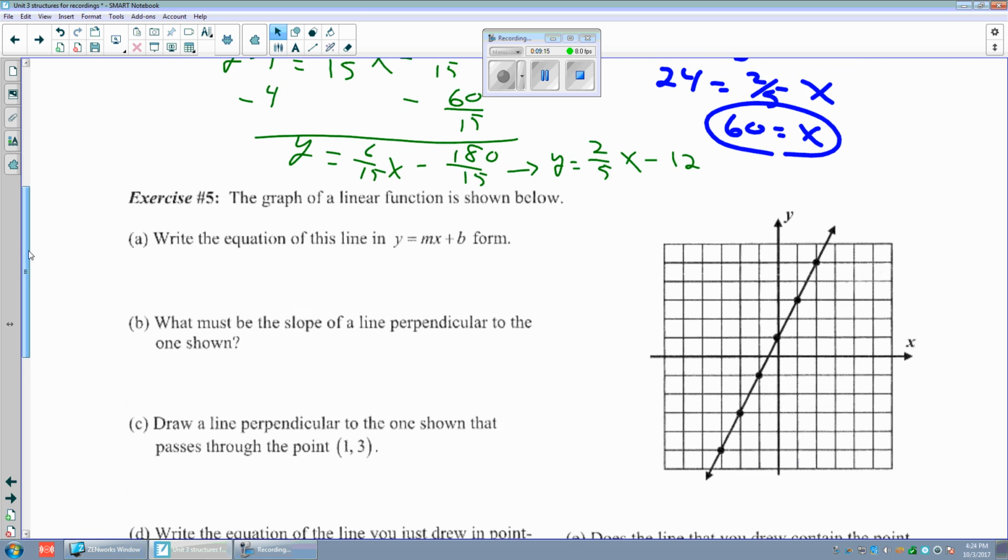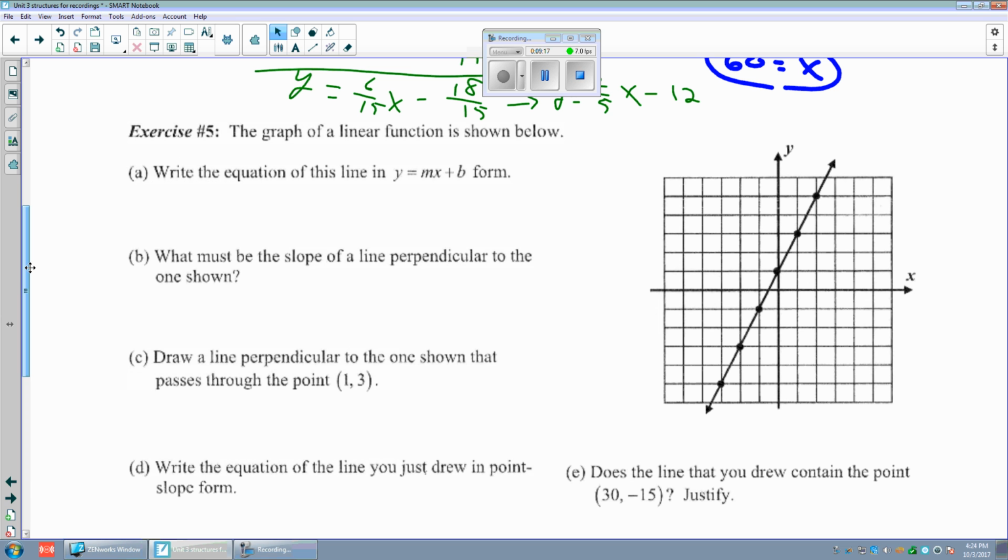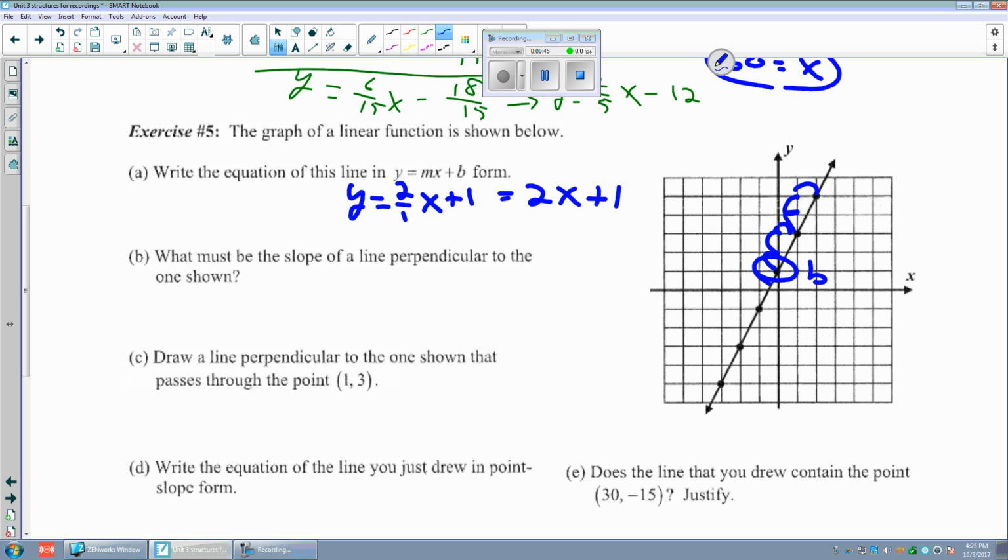Let's take a look at exercise number 5 now. Graph of a linear function is shown below. Okay, to the right. Write the equation of this in y equals mx plus b form. Let me see. There's b. B is 1. Y equals the slope, up 2 over 1. Rise over run. 2 over 1 x plus 1. Well, why don't we just have that equal 2x plus 1?